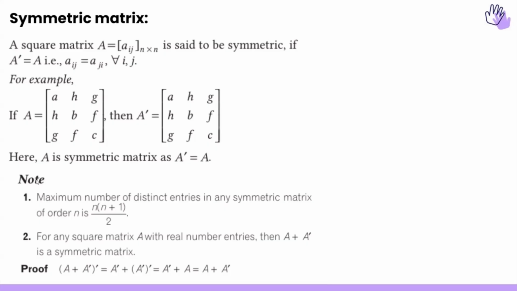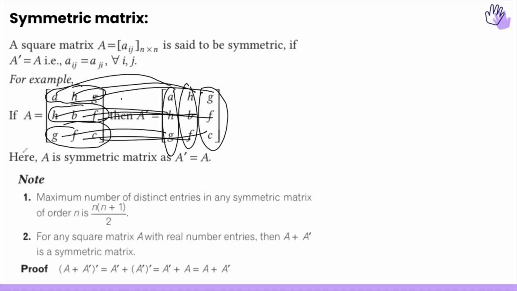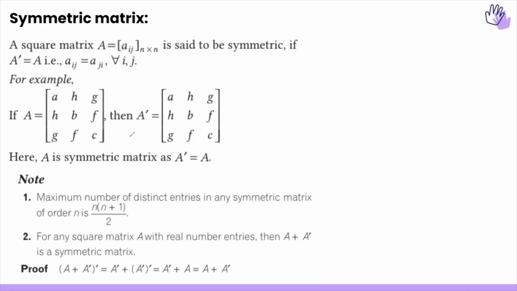So for example, you can take this example where A equals [a h g; h b f; g f c], all these are elements. Now what will be the A transpose matrix? We have a h g here, the first row will be the first column. Whatever h b f you have, the second row will be the second column. The third row will be the third column. So if you carefully observe, again the corresponding elements are the same: a is a, h is h, g is g, h is h, b is b, f is f, g is g, f is f, c is c. Then we can term this a symmetric matrix, where the transpose of the matrix is actually equal to the matrix.